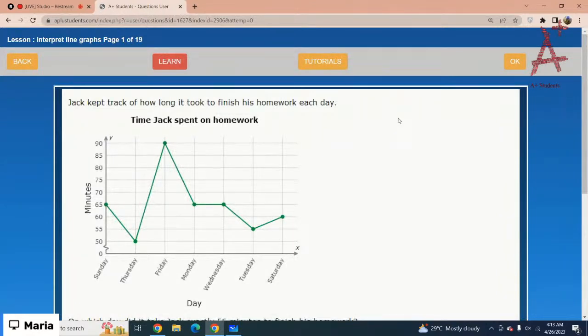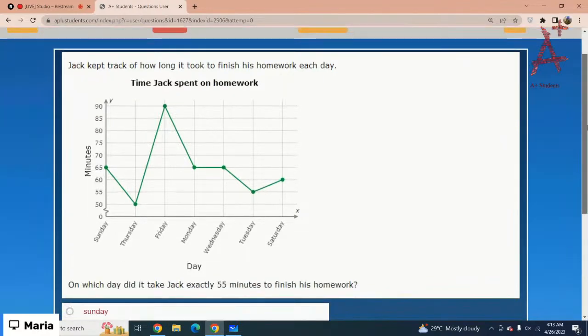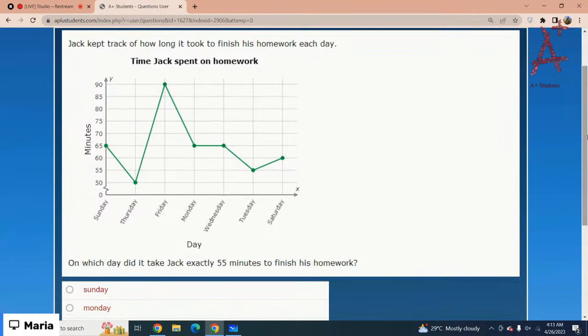Okay, let's just start with the test questions. Jack kept track of how long it took to finish his homework each day. Here is the graph of time spent on homework. So, on which day did it take Jack exactly 55 minutes to finish his homework? So, here is 55. Just find a point in front of 55. Here is the point right in front of 55 and the day is Tuesday. That means on Tuesday it took Jack exactly 55 minutes to finish the homework. Got it?